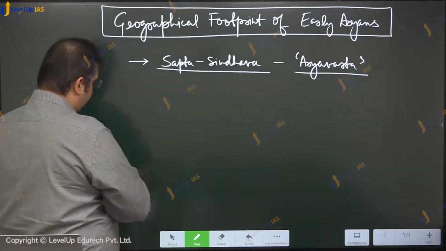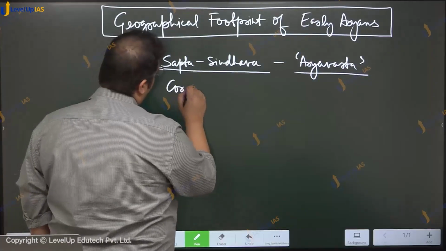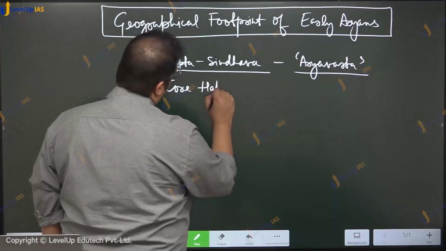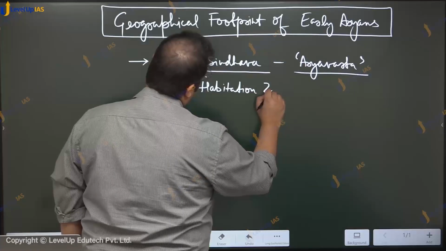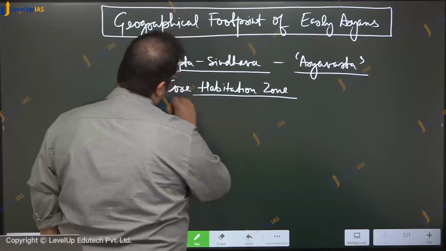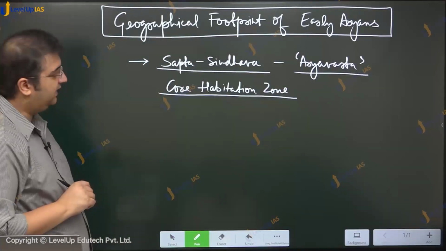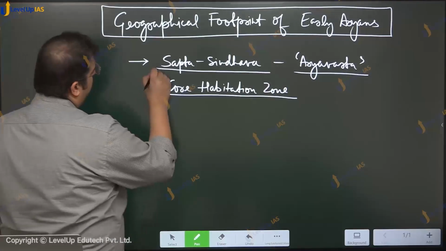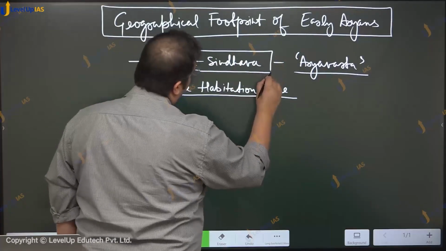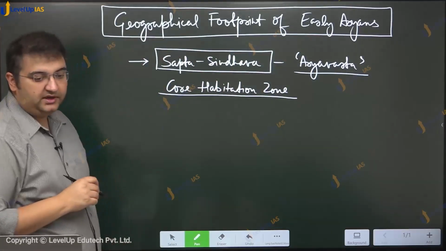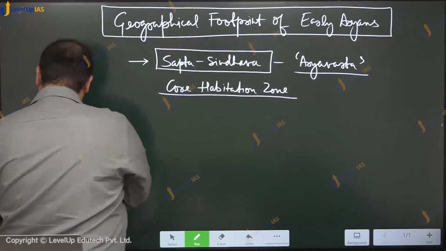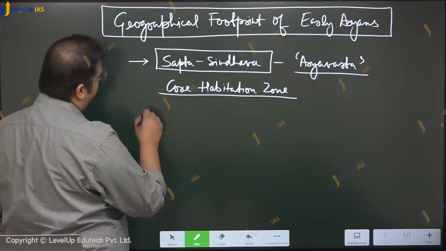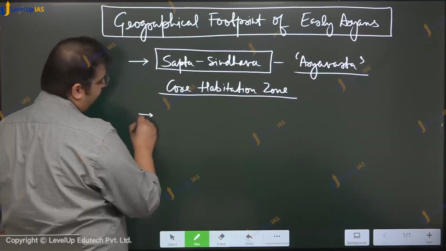And this is regarded as their core habitation zone, right? Now, the meaning of the word Sapta Sindhava, what does it mean? The seven rivers, right? So, this refers to the land drained by seven different rivers.